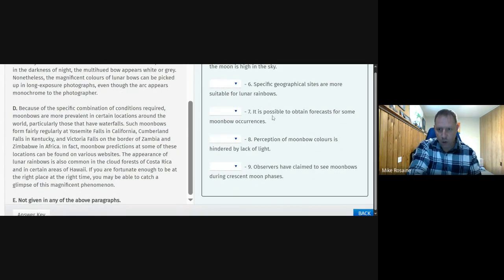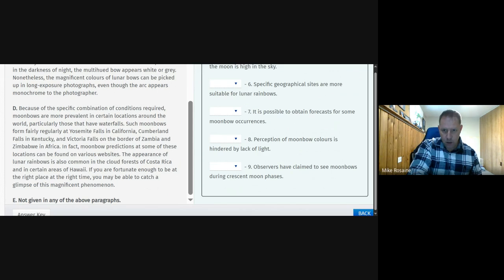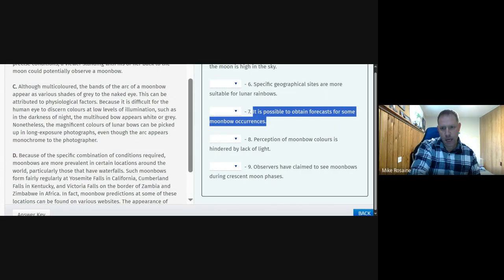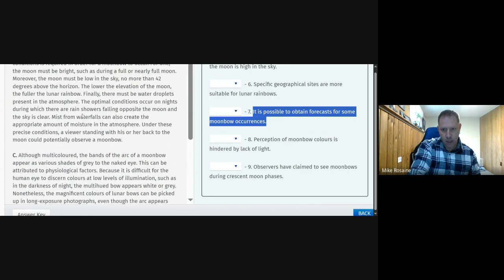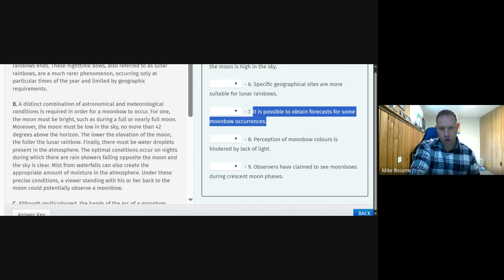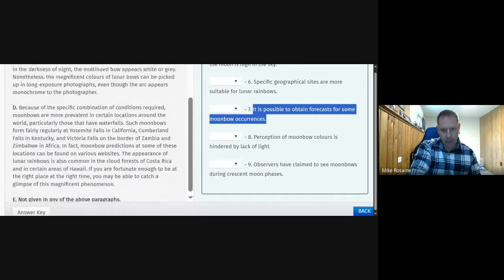Number seven. It is possible to obtain forecasts for some moonbow occurrences. Okay, now where should we look for this one? This one's a tough one, to be honest. So what I might do when I'm not sure is a little process of elimination. Now, this one's not about color, right? So it's not C. Is it about the conditions, like up in B? I'm not sure, but I don't think so. Is it talked about more about the weather and the moon? So no, and we already read A and didn't see it. So there's only one left, and that's D.